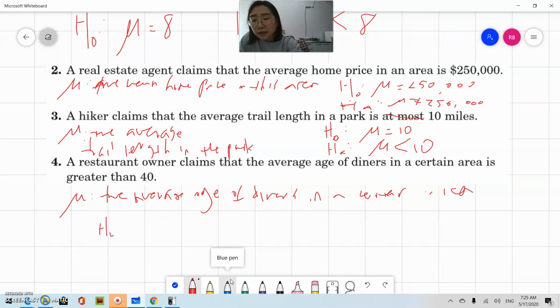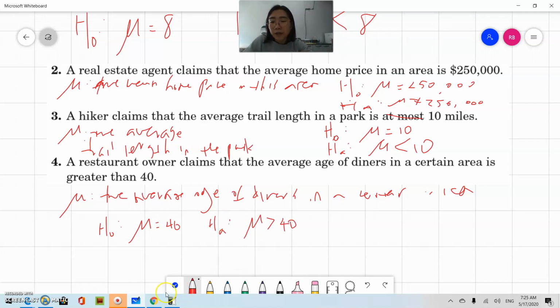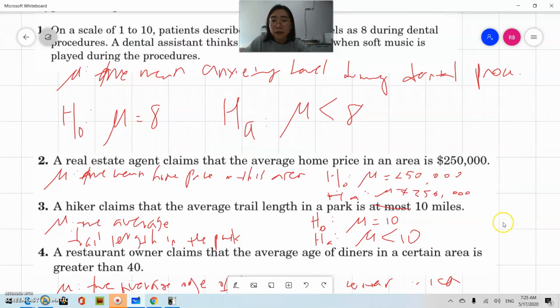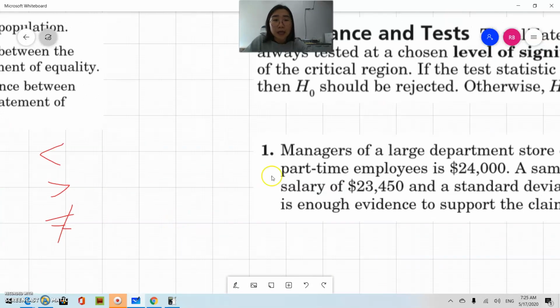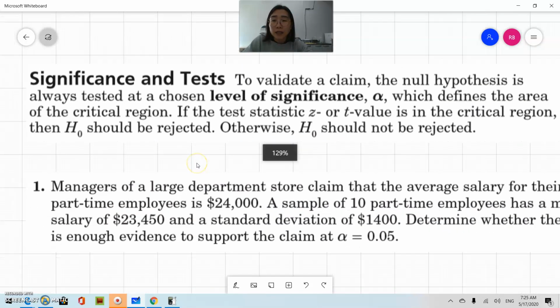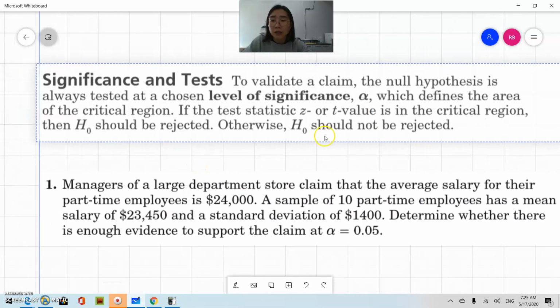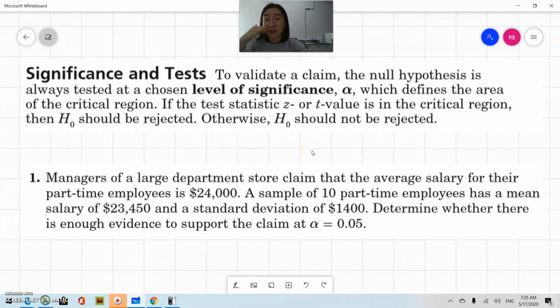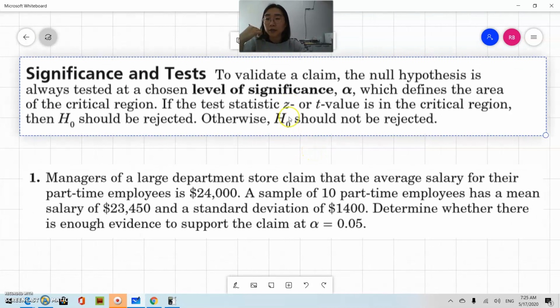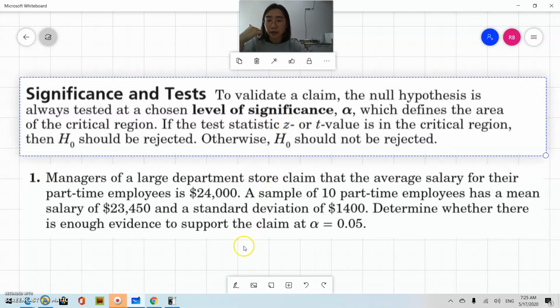So the null hypothesis would be mu is equal to 40, but the alternative would be more than 40. Okay, so I hope you're at least able to write those hypotheses. Once you have a hypothesis written, you actually have to carry out the test. And like everything that we have done so far in this chapter, we are going to use a calculator.